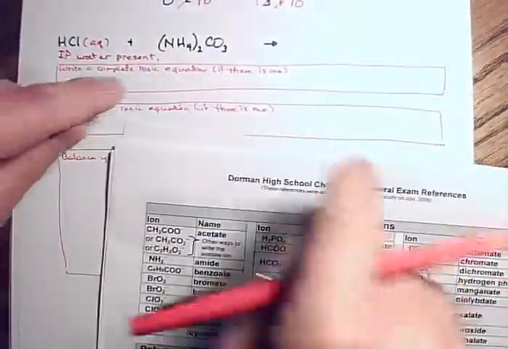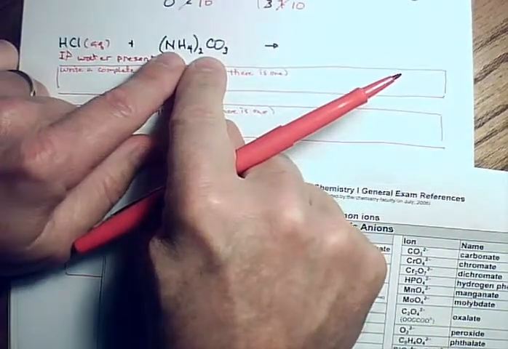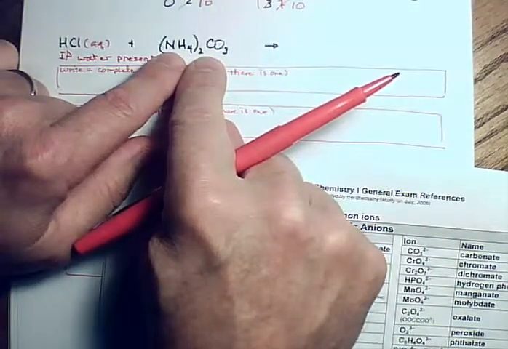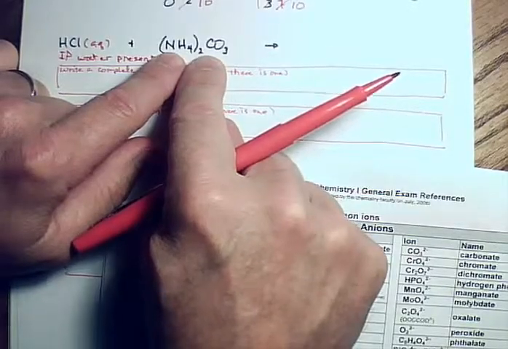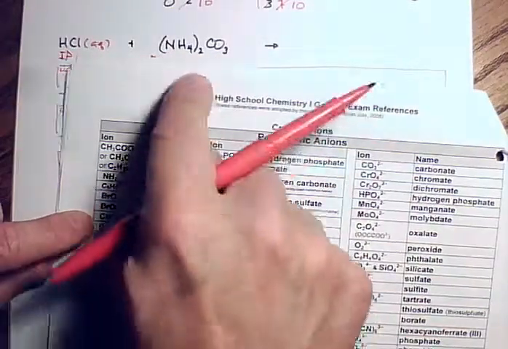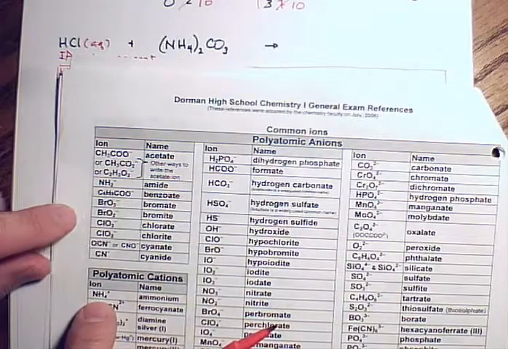And anytime you have more than two elements in a formula, you're going to look on the common ions list and see if you can find a polyatomic ion. Well, there's two polyatomic ions here. There's ammonium. It's right down here.